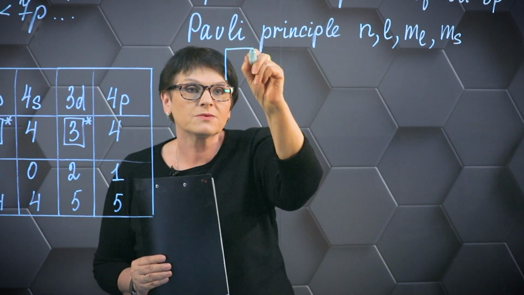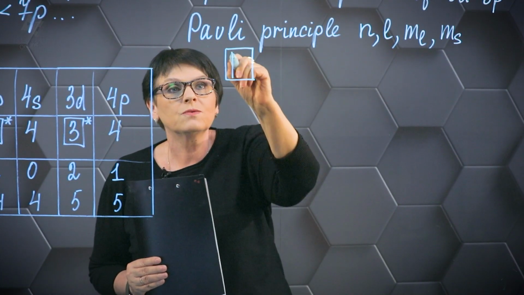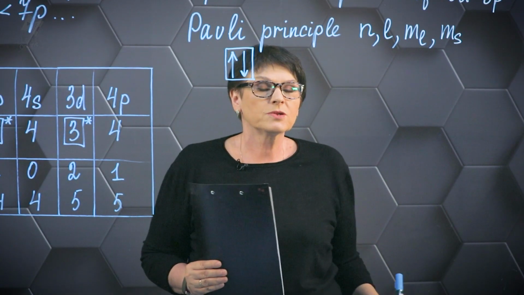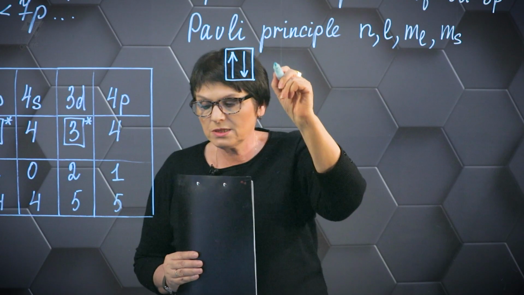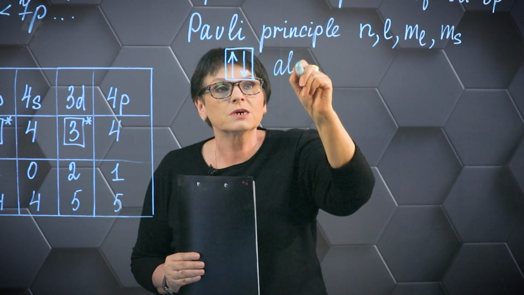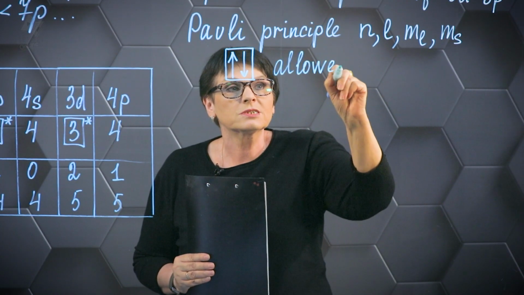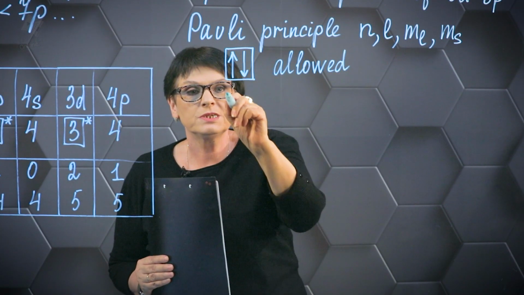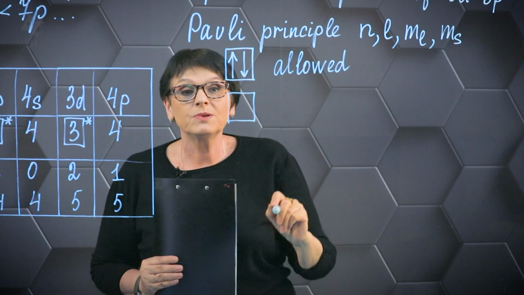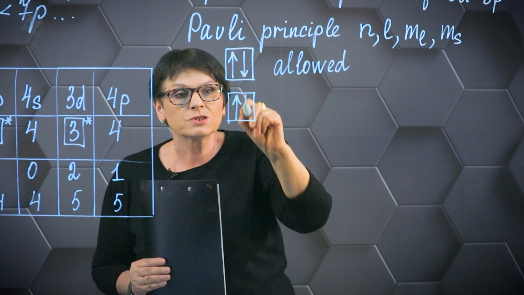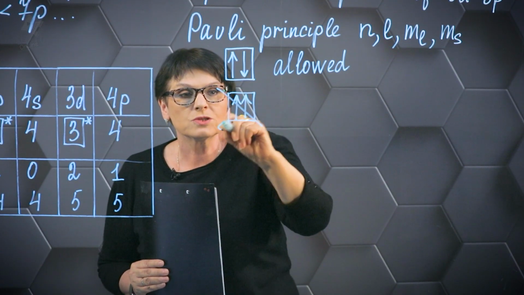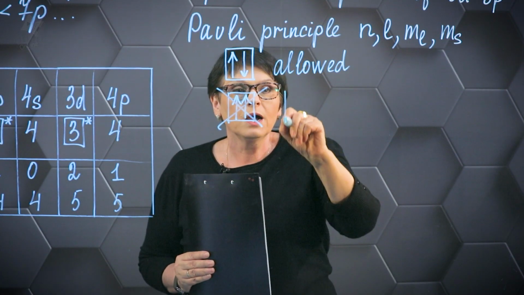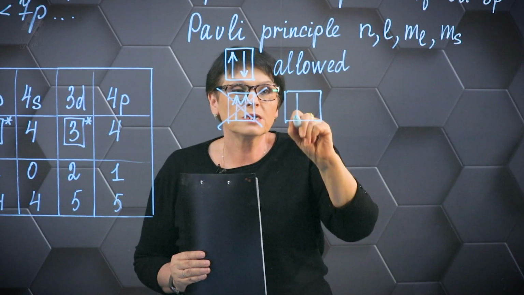For example, one cell up and the second cell down. That will be allowed in this case. This situation is correct. Further, as it would be wrong, that is, you cannot, and this is called the Pauli prohibition, place the two electrons both upward by spin number, nor can you place the electrons both downward. It will be forbidden in this case.